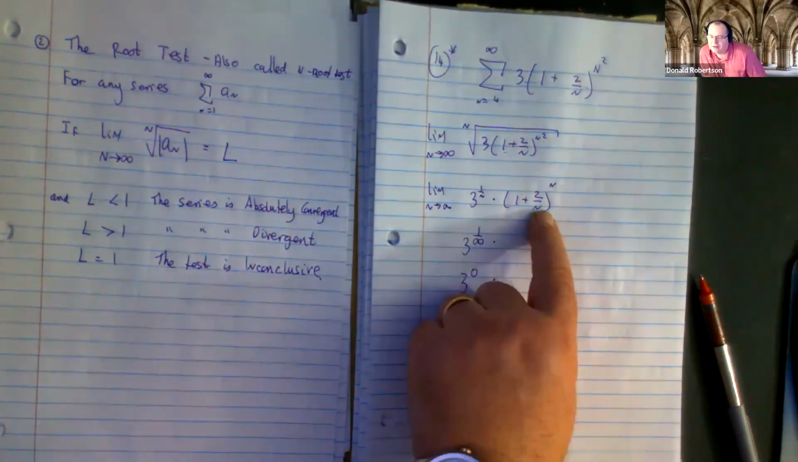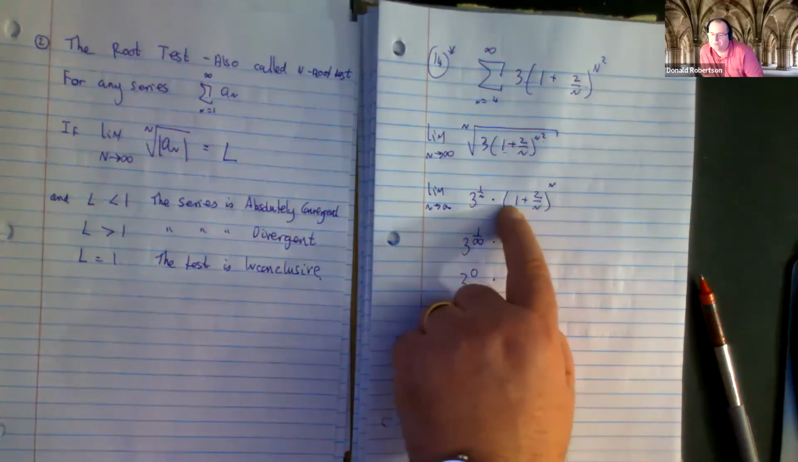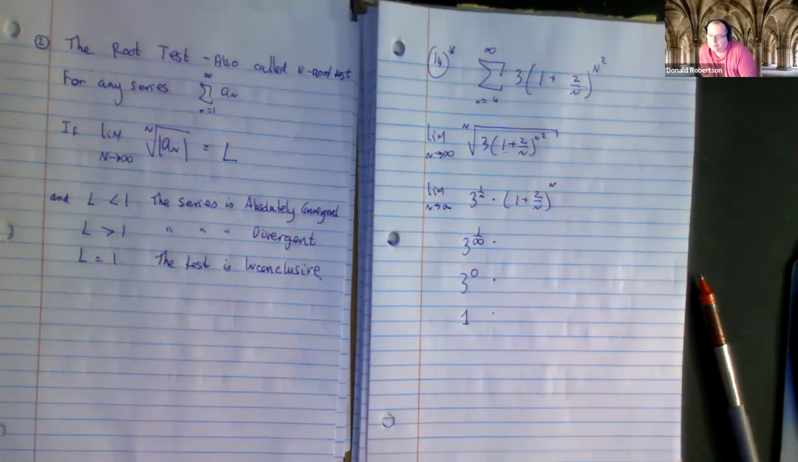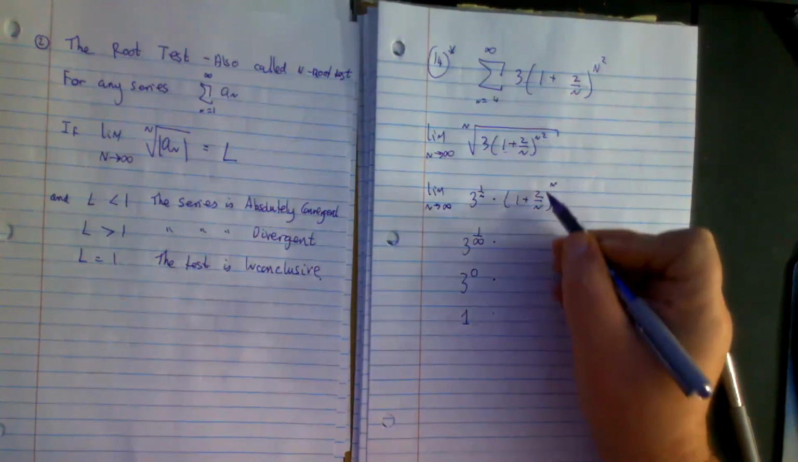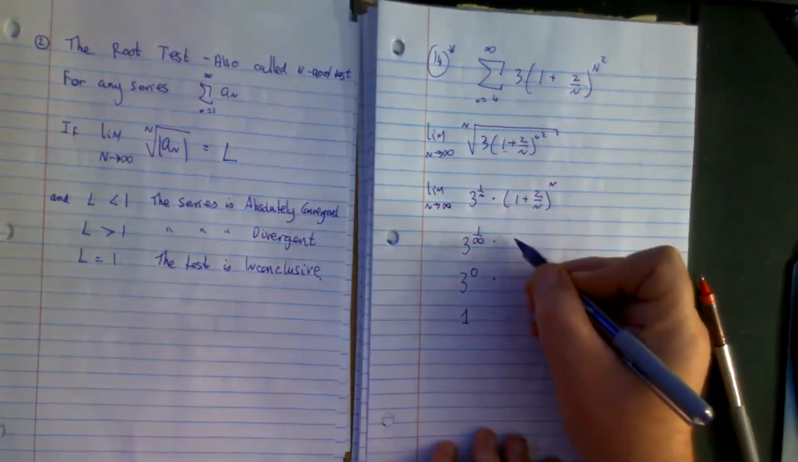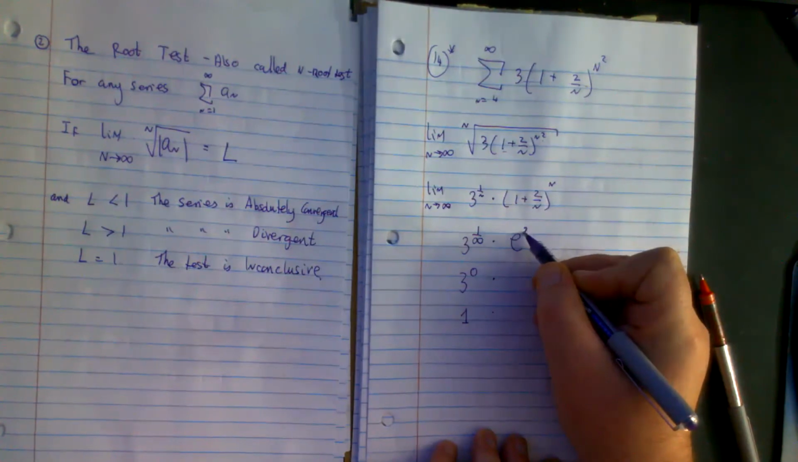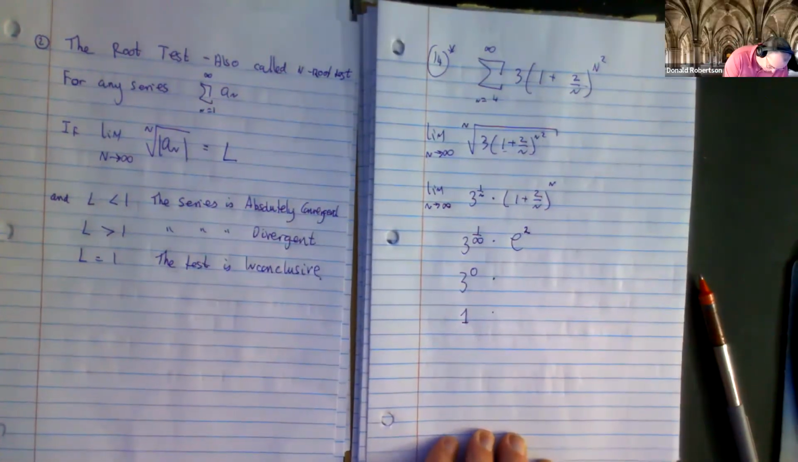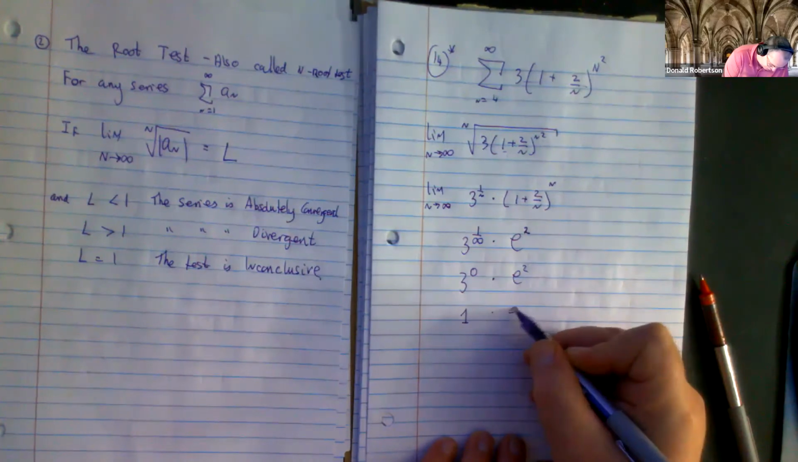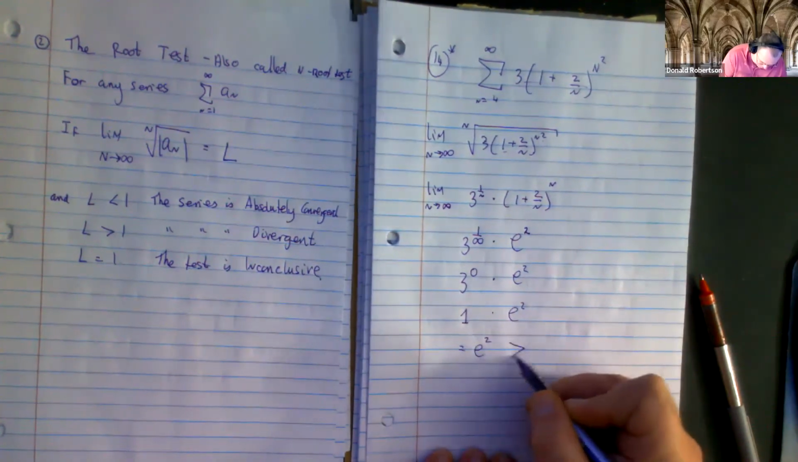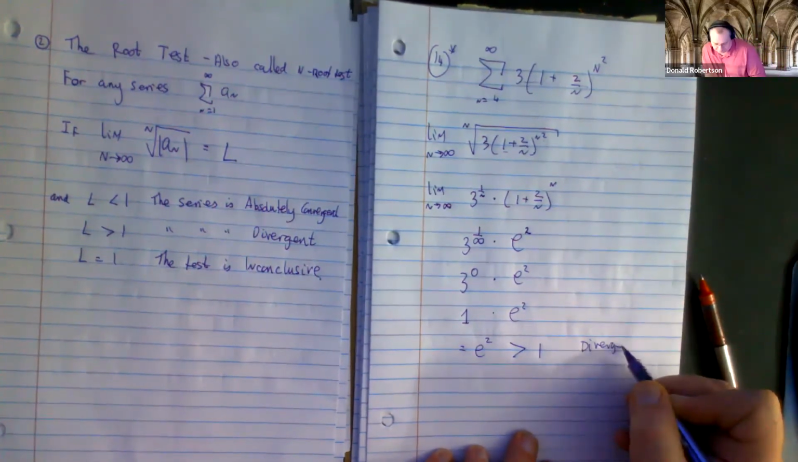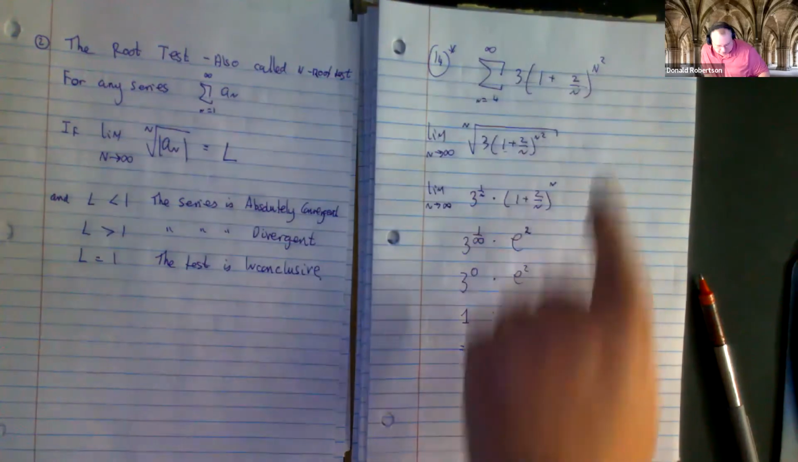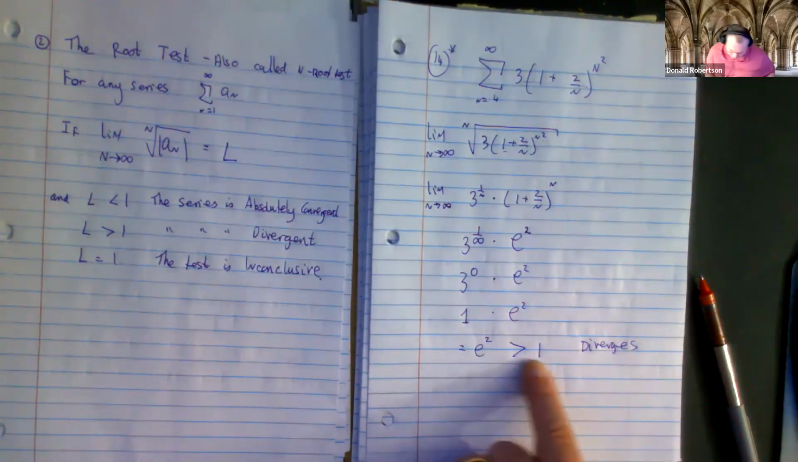Here's our magic guy. What does this guy get you? E to the 2 AB, which is E to the 1 times 2, which is E to 2, right? Yep. So the answer is e squared, which is greater than 1. So the series diverges. So that series has a limit of e squared, which means it diverges.